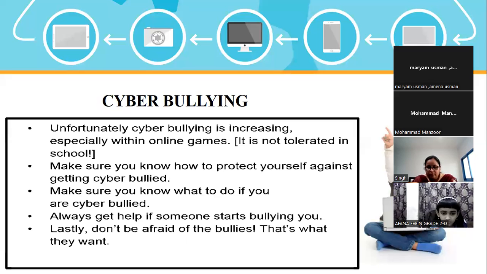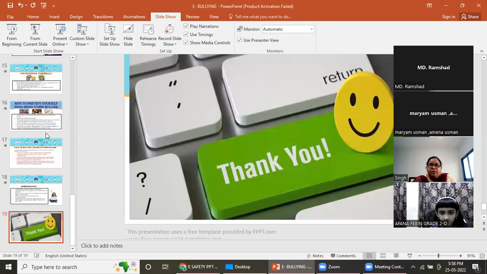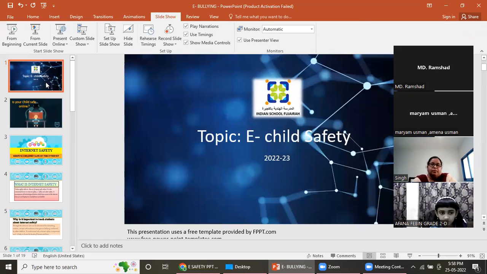The internet has many advantages, but at the same time, there are some disadvantages. Okay? So if any bullying is happening or you are feeling uncomfortable, the first thing is that you have to inform a trusted adult. So thank you. Hope you all understood about internet safety. Clear? Children?